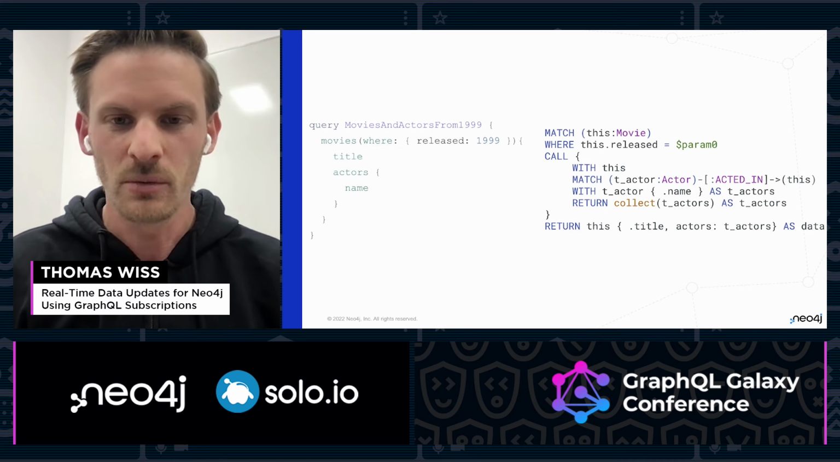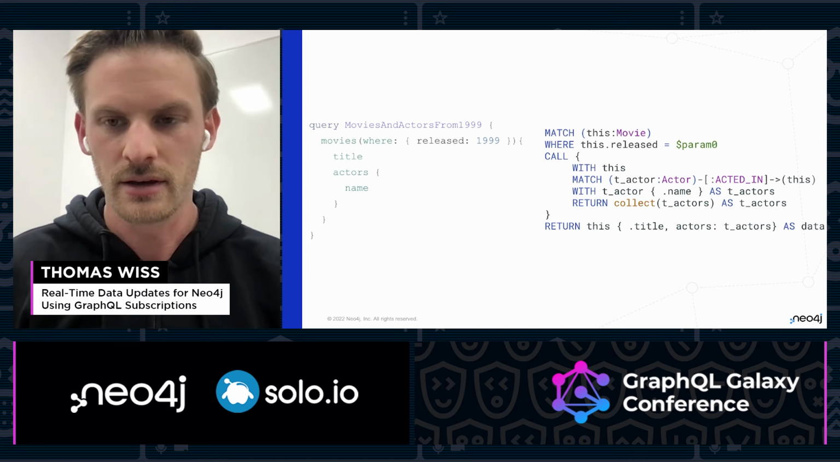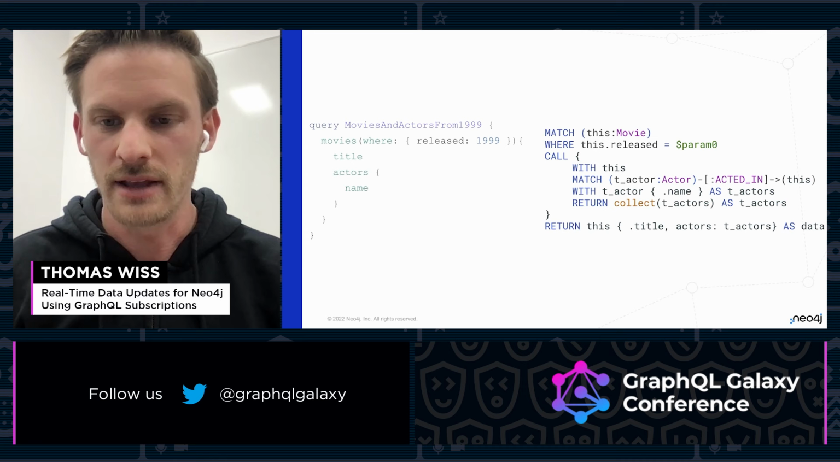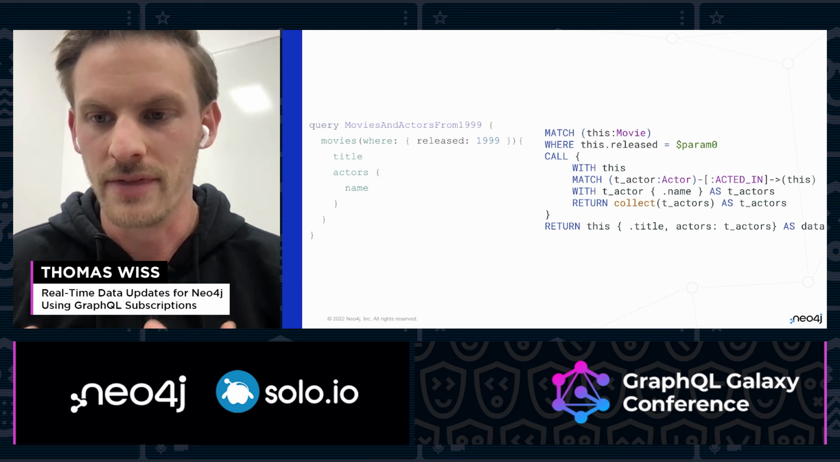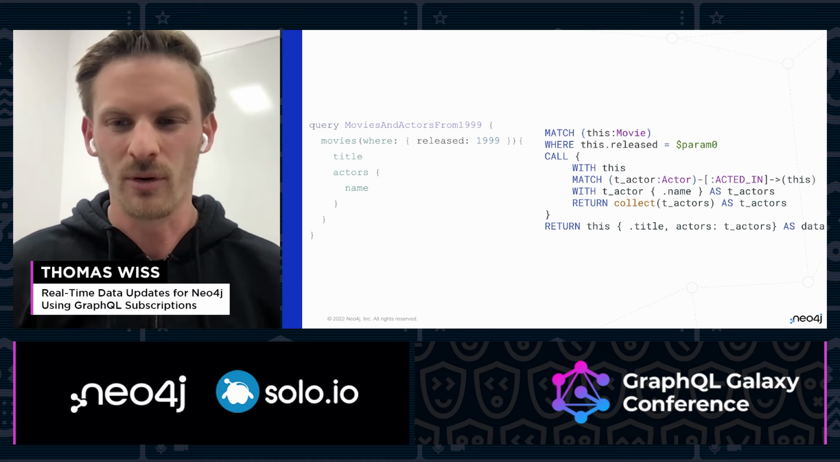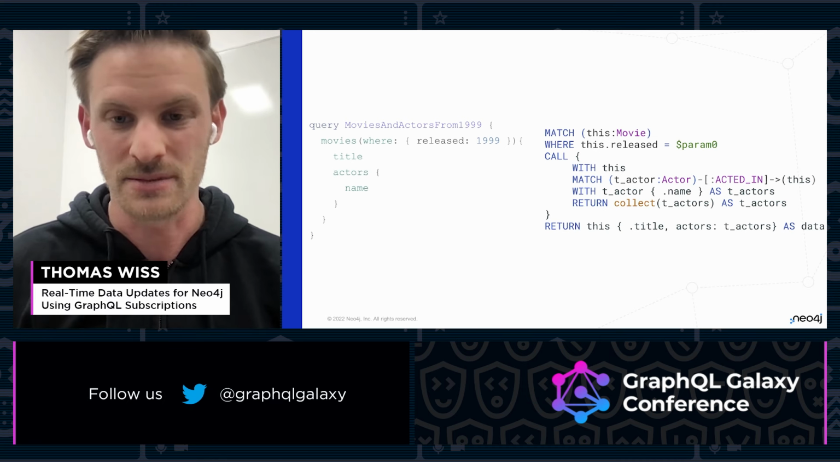Then we filter out only the movies with a certain release date, 1999 in this case. And then in this call subquery, the brackets, we do a relationship traversal from the movie to the actor, and we get all the names for it. And then we pack it all up, all the actor names and everything, in a form that a GraphQL client can consume, or that it actually expects.